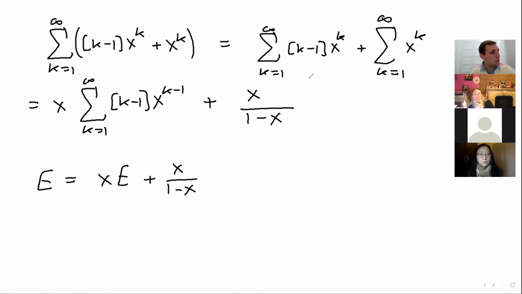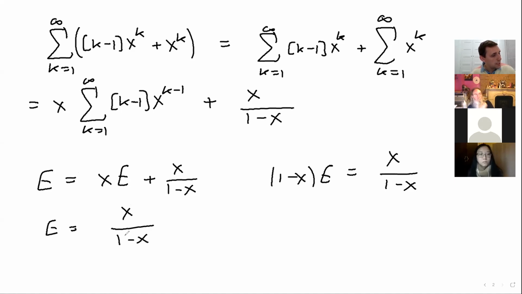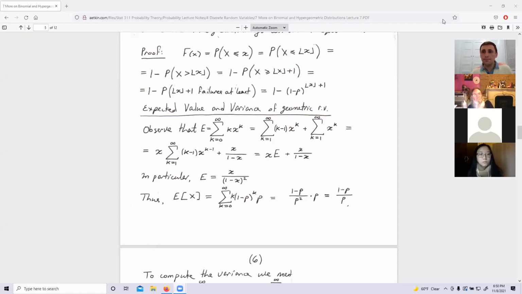And so if I solve for E, I just move it. It's 1 minus x times E. So this is now 1 minus x times E equal to x over 1 minus x. And so E equals x divided by 1 minus x squared. Good.